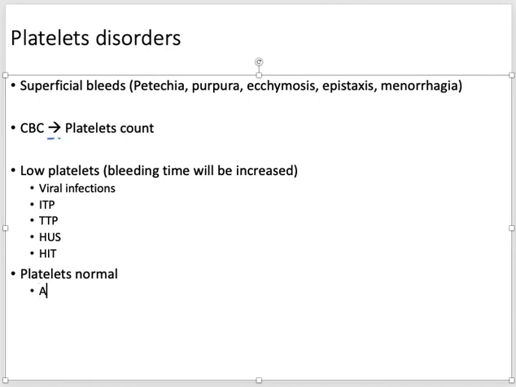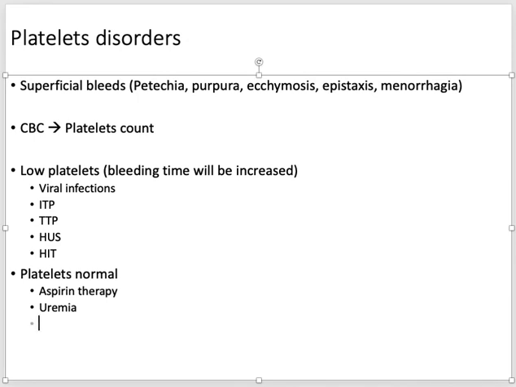Number one, it could be aspirin therapy. Anyone who is taking aspirin will present with normal platelets, but thromboxane A2 is decreased, so the platelets are not functioning well. Uremia, when the urea is too much in the body, what will happen? It is going to cover the platelet surface. Platelets are there, but they cannot attach together.